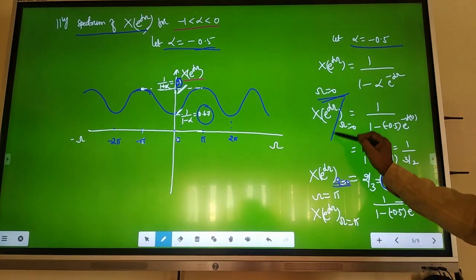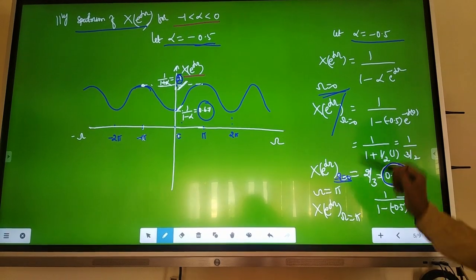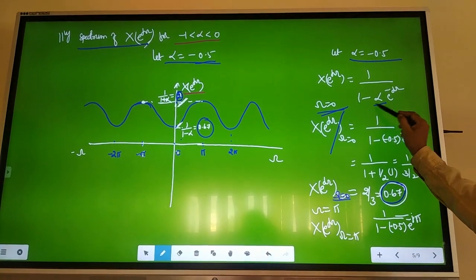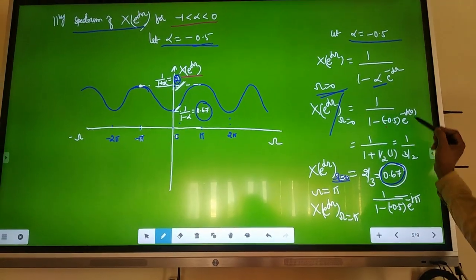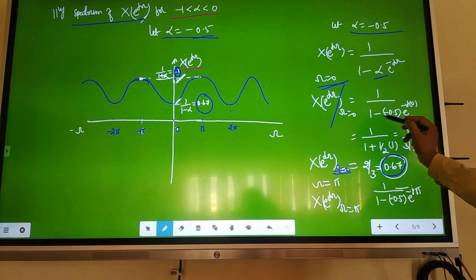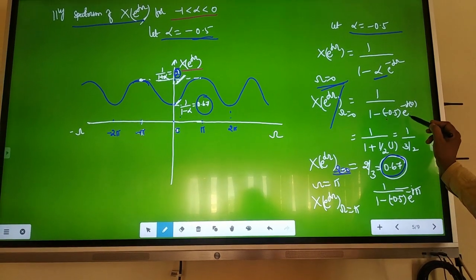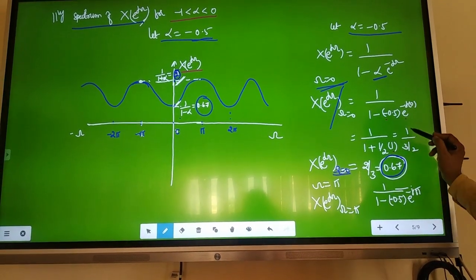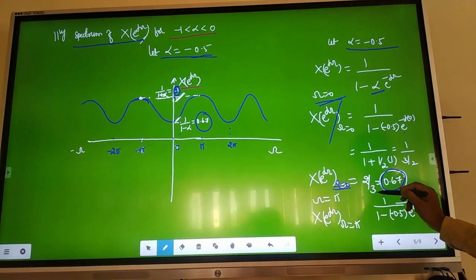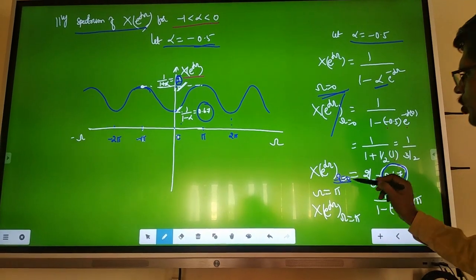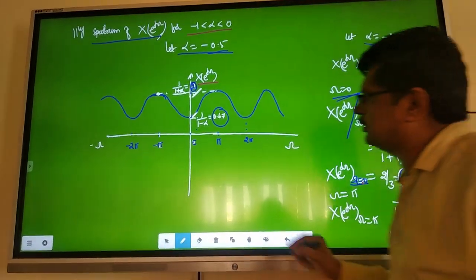Let me see. X of e power j omega at omega equal to 0 is 1 by 1 minus alpha, and alpha is now minus 0.5, so 1 by 1 minus (minus 0.5) e power minus j0. That is 1 by 1 plus 1 by 2. What is e power minus j0? It is 1. So that is 1 by 3 by 2, which is 2 by 3, nothing but 0.67. Therefore, at omega equal to 0, you will get 0.67.